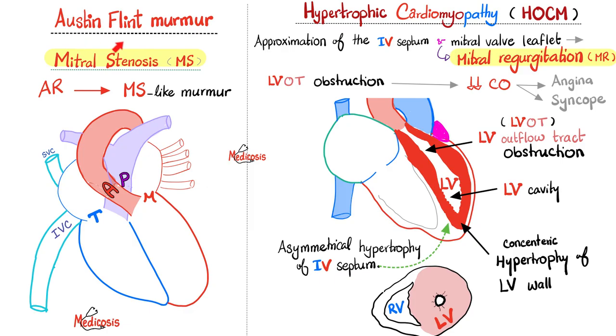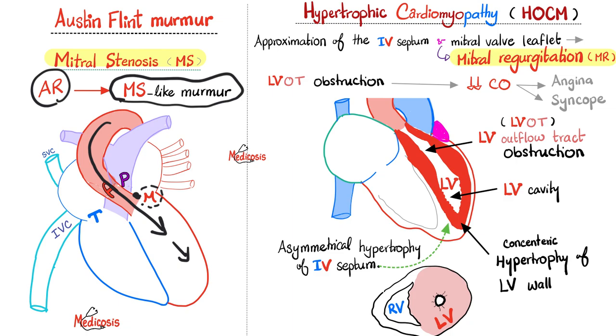For the pros, Austin Flint murmur versus the murmur of mitral regurg that happens with hypertrophic obstructive cardiomyopathy. What is Austin Flint? This patient has aortic regurg. Thanks to the rapid backflow of blood, it compresses the leaflet of the mitral valve, making it narrower during this rapid flow, which will give me a murmur that is similar to, but not identical to, mitral stenosis.